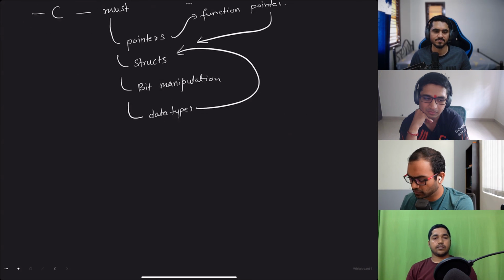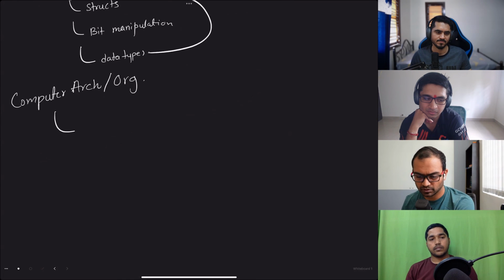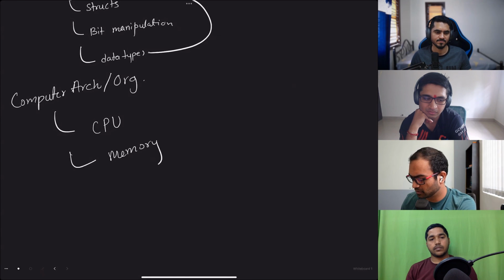Then we also saw computer architecture or organization. I think that gives a sense of how the CPU works, so people should know something about that. Memory models and peripherals.